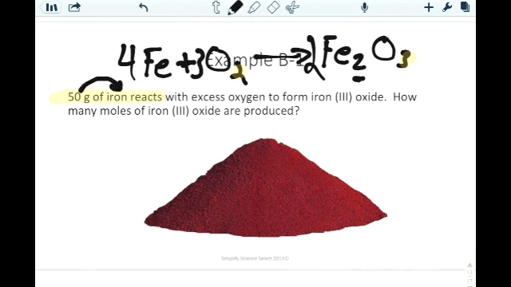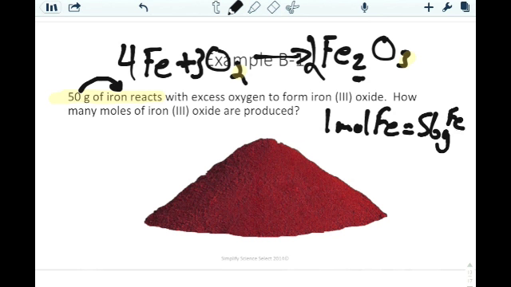So guess what you're going to need? You're going to need the molar mass of iron, which is right around 56. We'll round it to there. So 1 mole of iron equals 56 grams of iron. Now, the other thing we need: with excess oxygen to form that, how many moles of iron 3 oxide? So we need moles of iron 3 oxide.